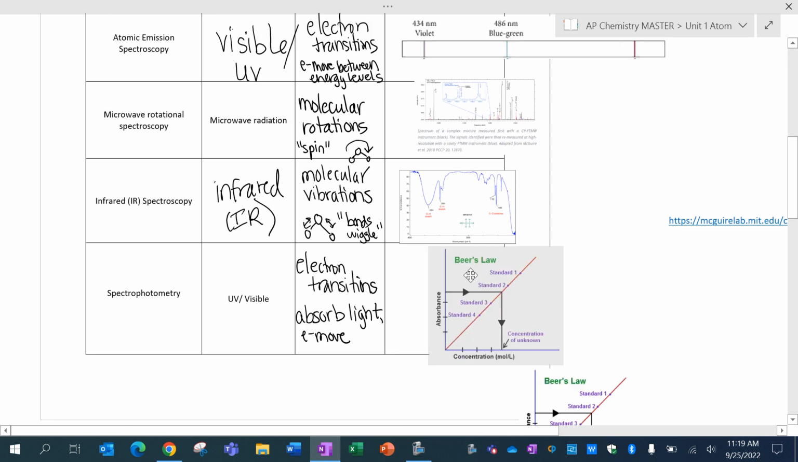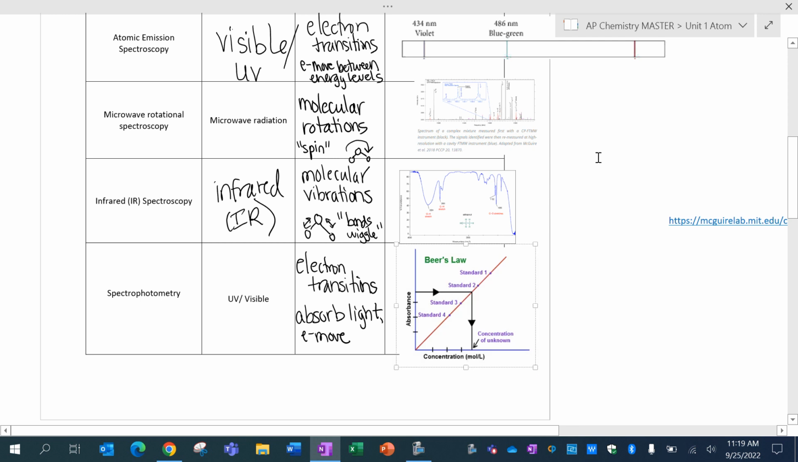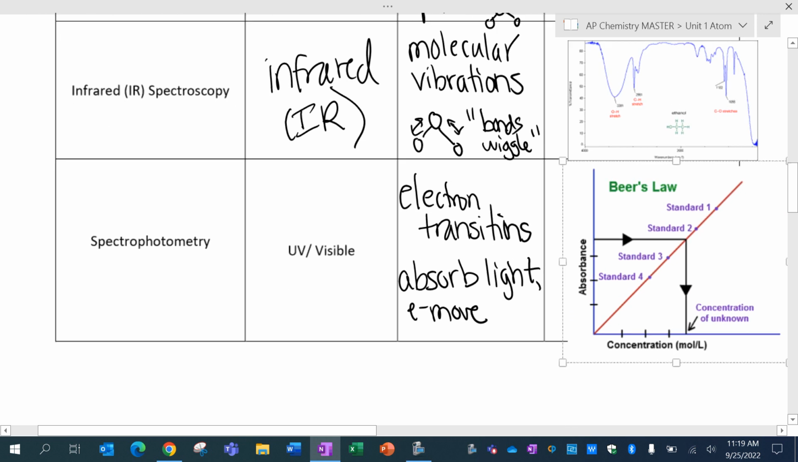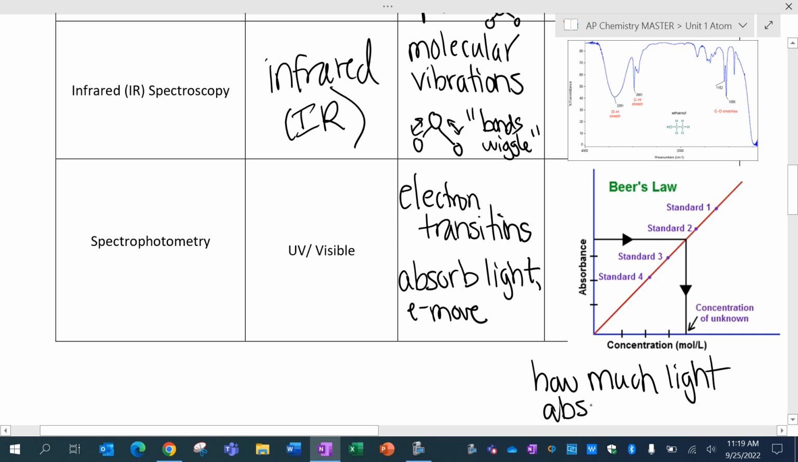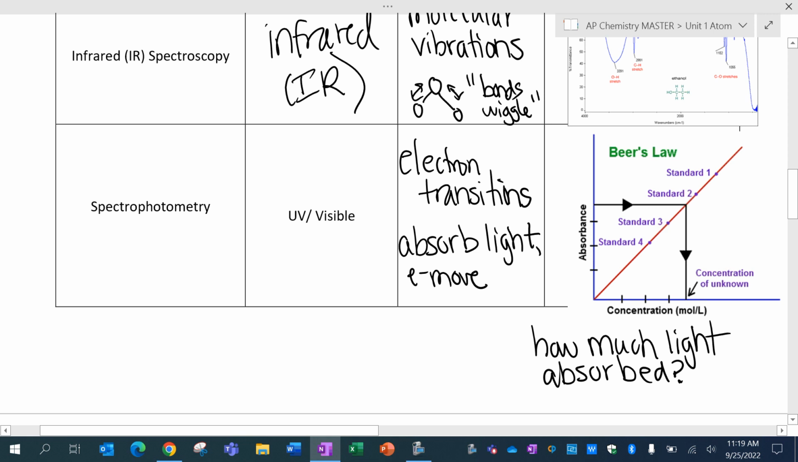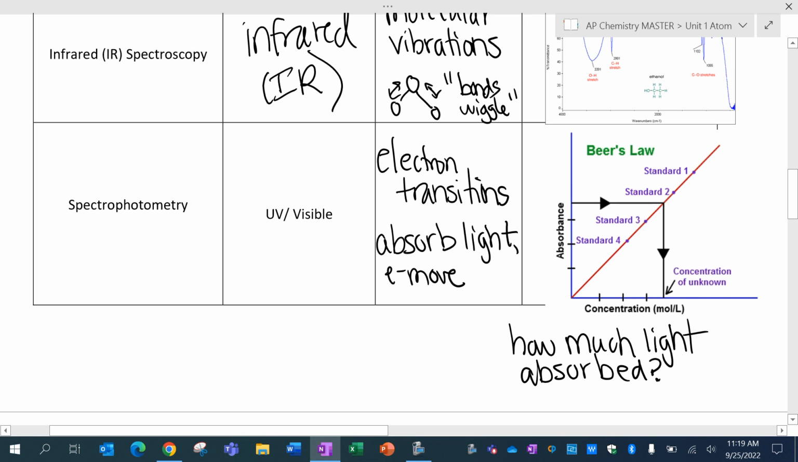And I'm going to scroll this up here. A type of data set that we look at with spectrophotometry is we measure how much light is absorbed. And we'll find that different samples absorb different wavelengths of light based on the color of the sample. And we'll also notice that absorbance and concentration are directly related. So as concentration increases, so does the absorbance.